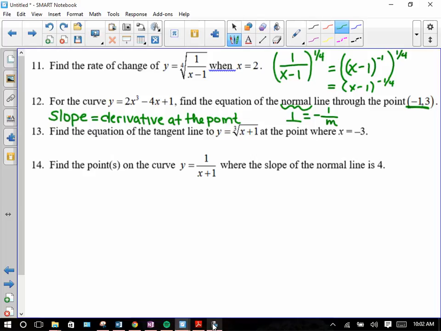That makes sense? And then, Michelle, going back to what you needed: to find the equation of the line, you use what? y minus y1 equals m times x minus x1. You know your y1 and x1 are your point, and you have the slope, so you can just plug those in and you're done. You can leave it. This is the equation of the normal line.